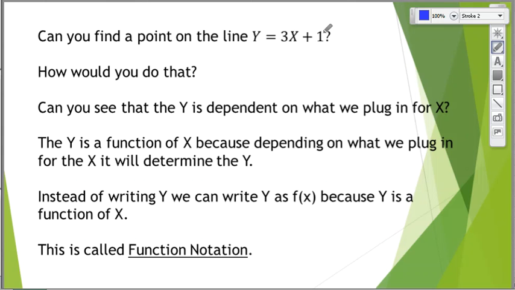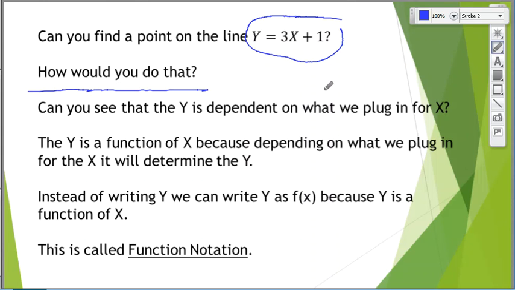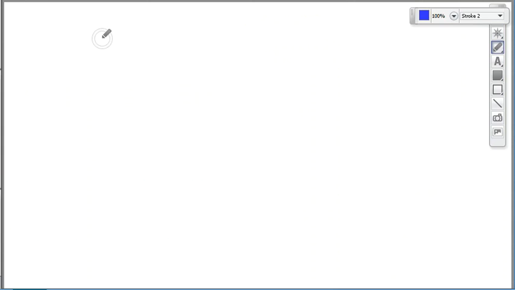Okay, so the next thing that we're going to move to is, can you find a point on the line y equals 3x plus 1? How would you do that? How would you find a point on the line y equals 3x plus 1? Okay, well, we know that if a point is on the line, then the ordered pair for that point is going to satisfy the equation.